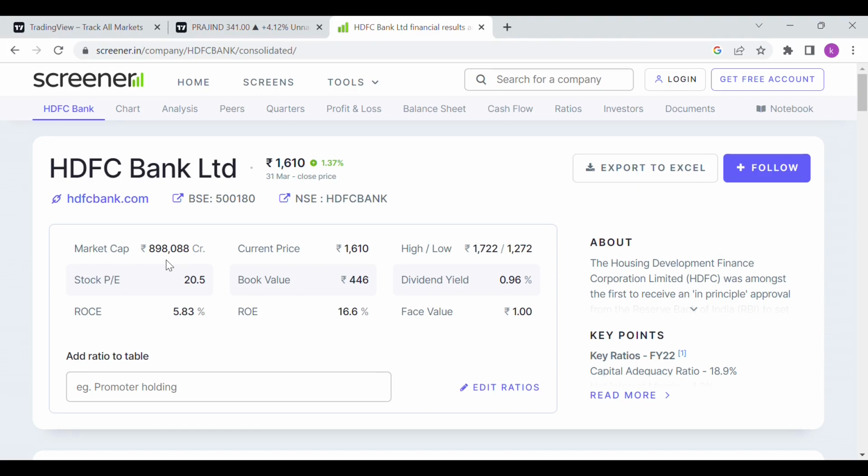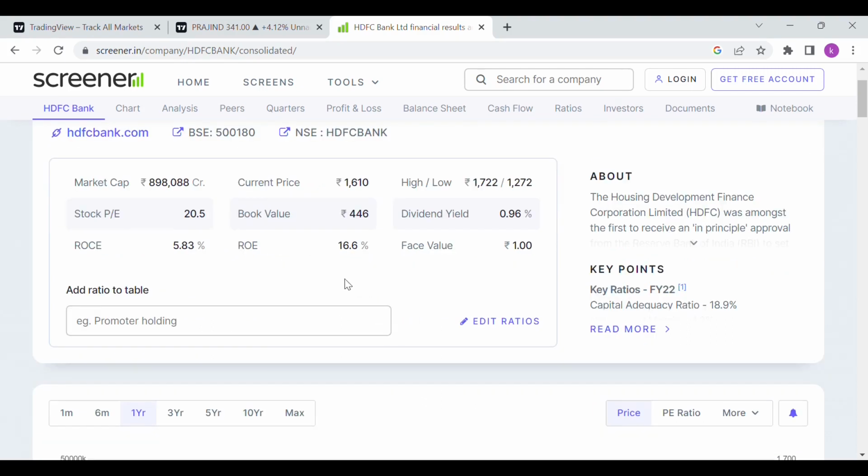Then you can simply study the market cap. What is meant by market cap? Market cap is the value of the company. This is the market capitalization. And then you can see the current price. HDFC is trading at 1610. Then what is the high, low, and you can study all the financials.